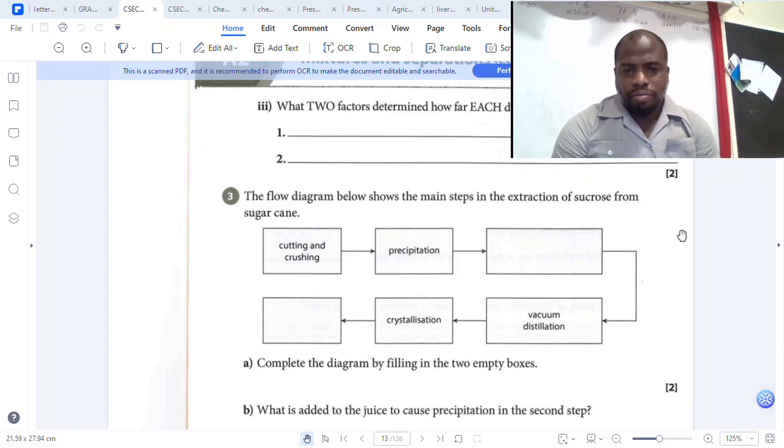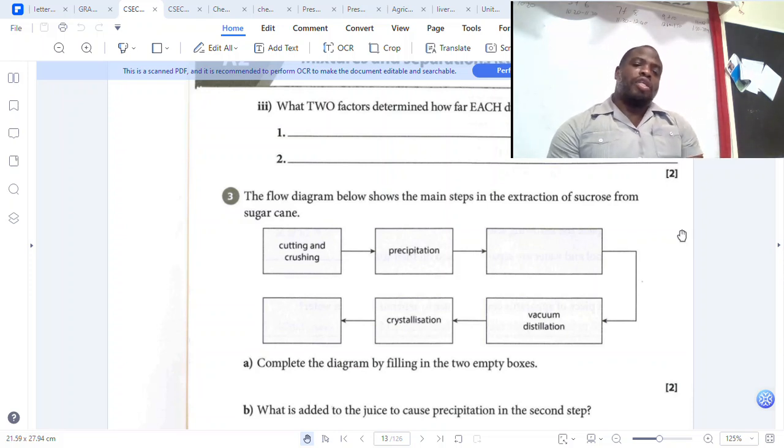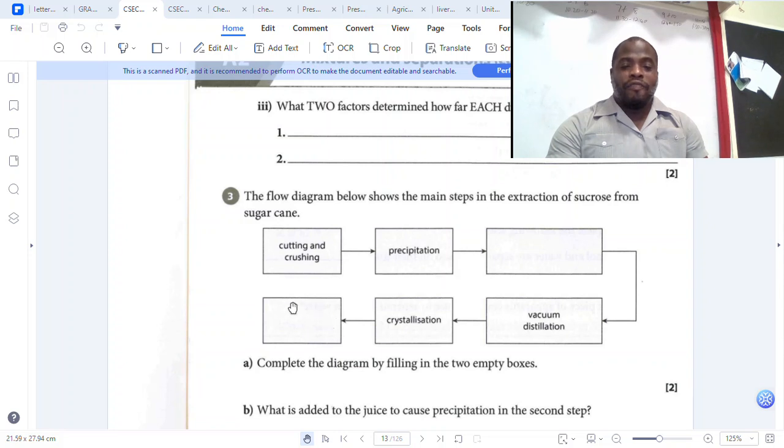So after precipitation, if you said filtration, you would be indeed correct. So filtration, you're basically going to separate the solid portion from the filtrate. So you're going to take out any large particles. Then you have vacuum distillation, then followed by crystallization, and then finally what you will have is centrifugation.